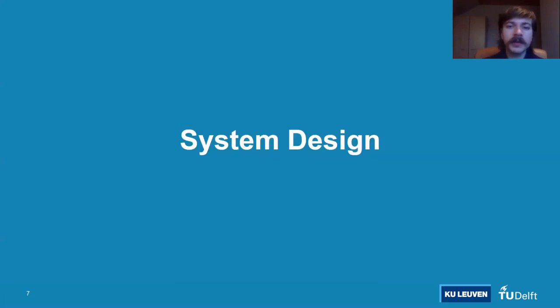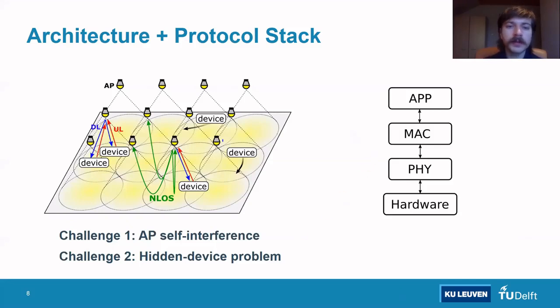Okay, so now let's look at the different components of the LightTour system in a bit more detail. The LightTour protocol stack can be subdivided into three main layers: the application layer, the MAC layer, and the physical layer. The two main challenges are addressed at different layers of this stack. I will now present each layer individually in a bit more detail.